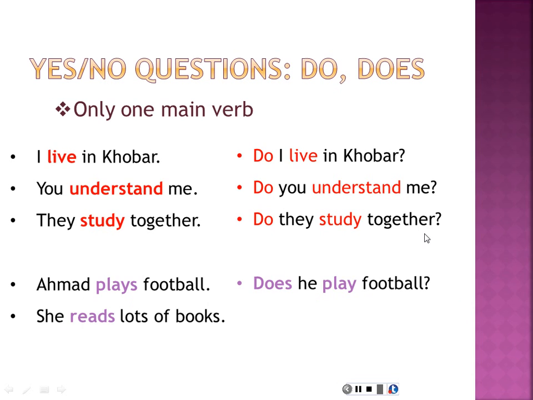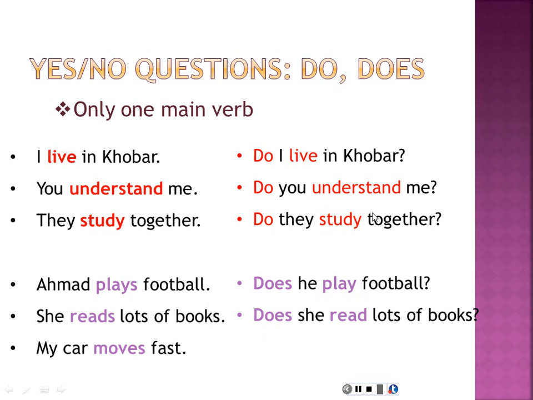Example 2, she reads lots of books. So to change it into a question, does she read lots of books? As you can see, with does we delete s again.